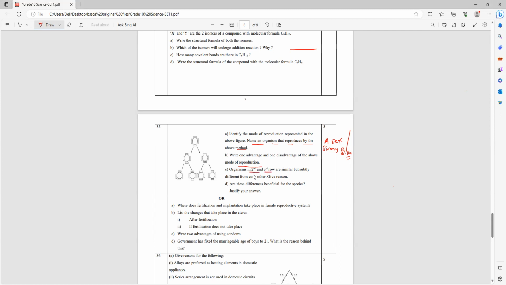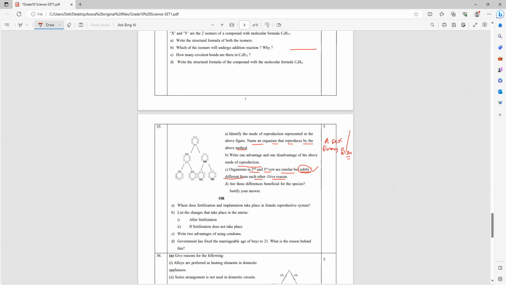Next, organisms in the second and third row are similar but subtly different from each other. This is a word you find in NCERT. I think many of you who read the NCERT may be fine. The word subtly. Have you found it, guys? Everybody? Yes. Subtly means what? Unnoticeable changes, so different from each other. So give reasons. That is what they're asking.